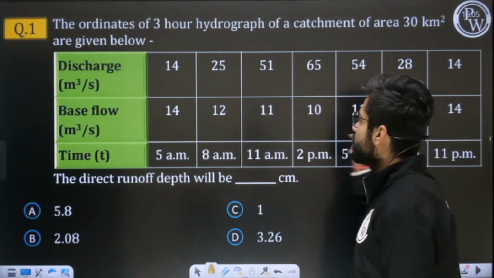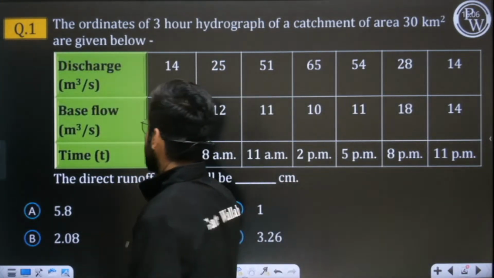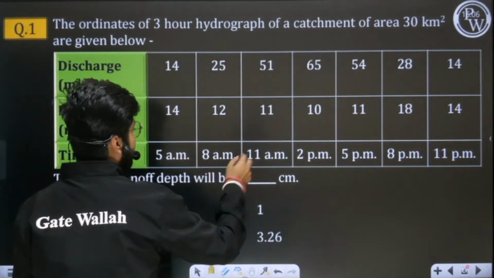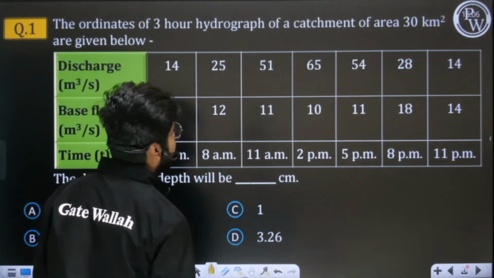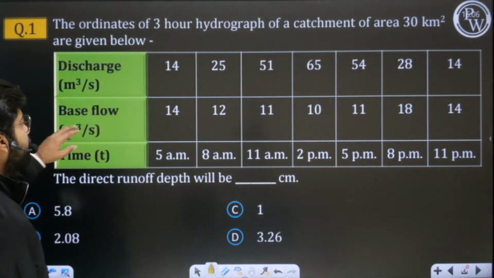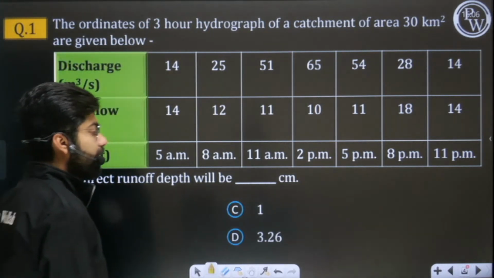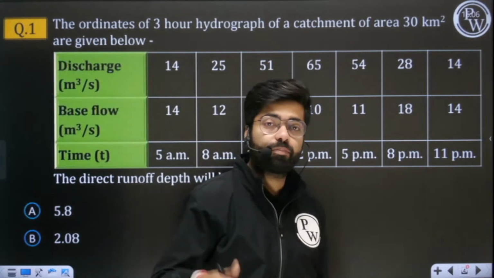Then base flow is given to you, and these discharges are happening at times of 5 a.m., 8 a.m., 11 a.m., 2 p.m., 5 p.m., 8 p.m., 11 p.m., and so on. So the flood runoff hydrograph, base flow, and time are given to you, and we are required to find direct runoff depth. What approach will we use?